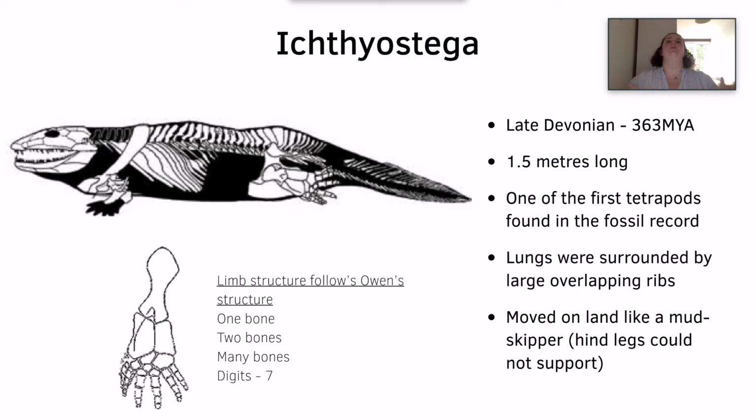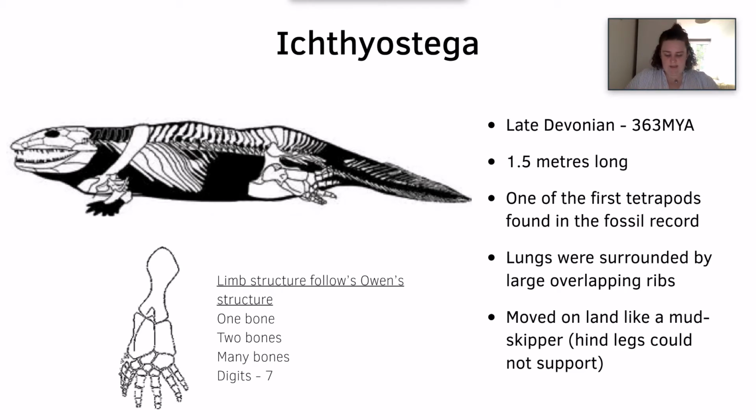So although all of these organisms helped with our understanding of the development of the water to land transition, there's still this sort of missing link where fins have suddenly turned into hands and limbs. So for a long period of time, we were still waiting for this fossil to be found.